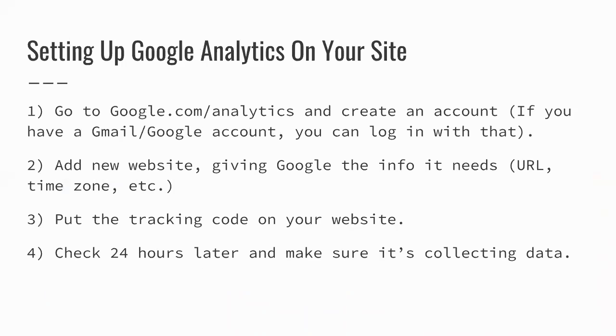So, adding Google Analytics to your website, just in case you haven't before, requires you to have a free Google account. And if you have Google Apps for your domain, you can use that as well. Basically, you're going to go to google.com/analytics, and add a new website. You give it the URL, what time zone you're in, stuff like that. And then it's going to give you a snippet of code that you need to add to your website. Then what I like to do after is check and make sure it's collecting data, because it takes a bit sometimes for that to happen.